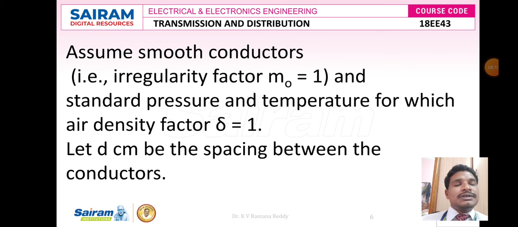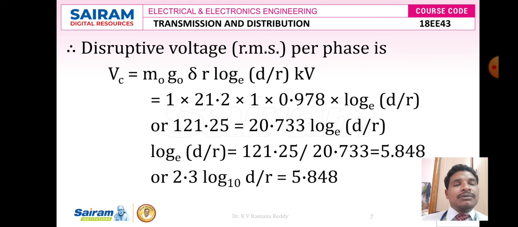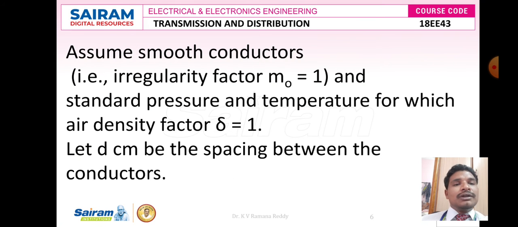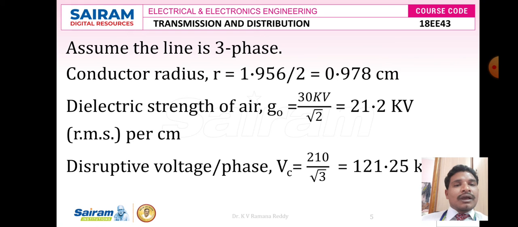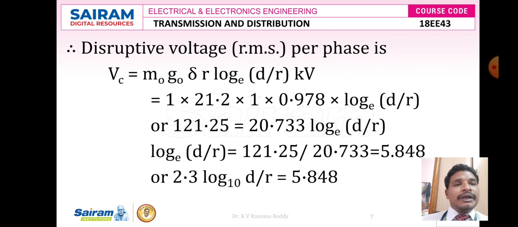Here I substitute the values. M0 is equal to 1, as given. G0, the dielectric strength of the air, is 30 kilovolts by root 2, which is 21.2 kilovolts. The del value, the density of air, is equal to 1, and the radius of the conductor is 0.978, into log of base e of D by R. D is unknown, so we have to calculate it. Simplifying, 1 into 21.2 into 1 into 0.978 into log of base e of D by R comes to 20.733 log of base e of D by R.